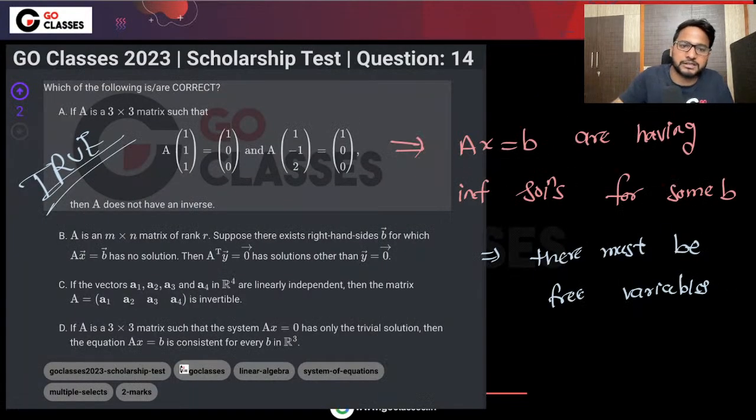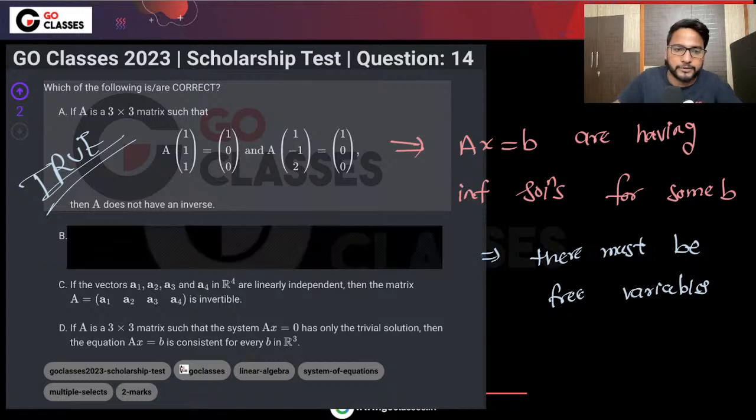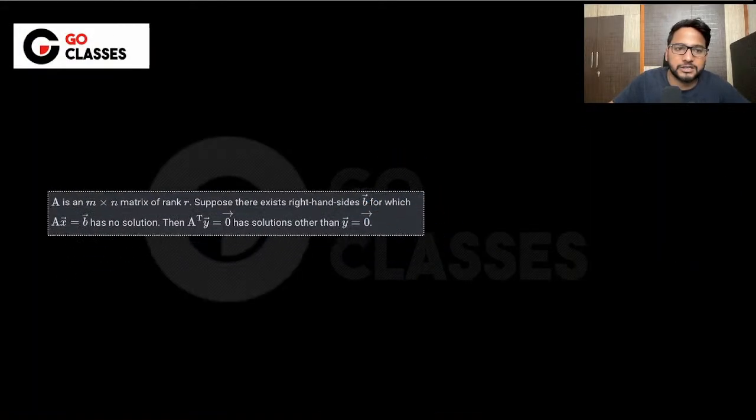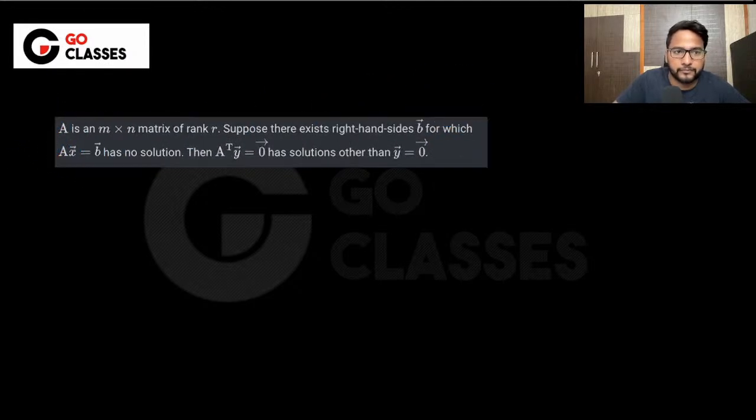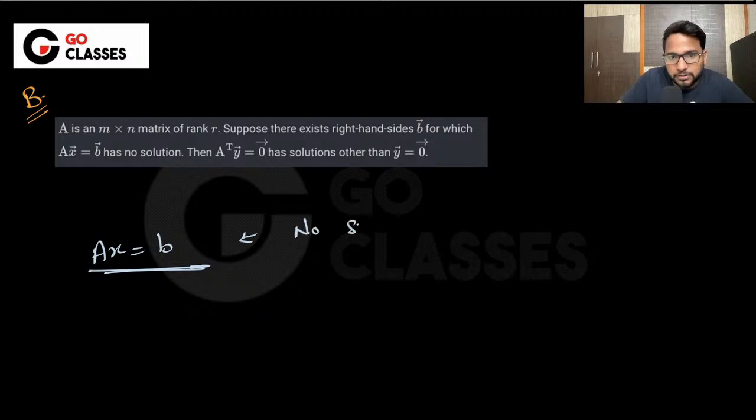Okay, let's just see this particular option B. Now they are saying A is an M cross N matrix of rank R. Okay, so let me just go to the next page. They are saying this is B. A is an M cross N matrix of rank R. Suppose there exists a right hand side B for which Ax equal to B has no solution. See, they are saying that there is some B for which Ax equal to B has no solution. So there is no solution for some B.